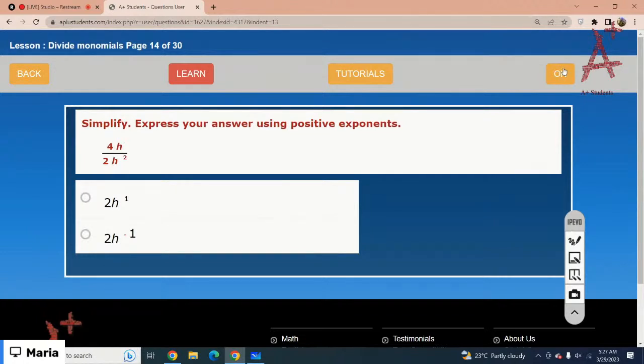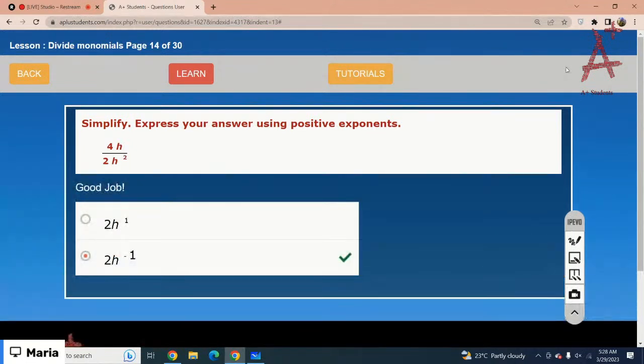That would be option number 2. Got it? You are going to subtract the 1 from the denominator. It would be 2 minus 1, 1. But when you shift it to the numerator, it would then be negative. So it would be the second option, 2h exponent -1. Got it?